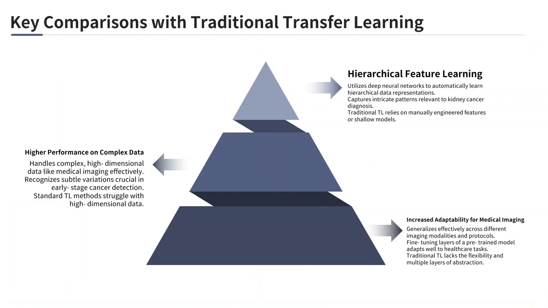So, in comparison with traditional transfer learning, the hierarchical feature learning, deep transfer learning leverages deep neural networks, what we talked about. And in contrast, traditional TL approaches may rely on manually engineered features or shallow models, which lack the same depth of representation and may miss some complex image characteristics important for accurate diagnosis.